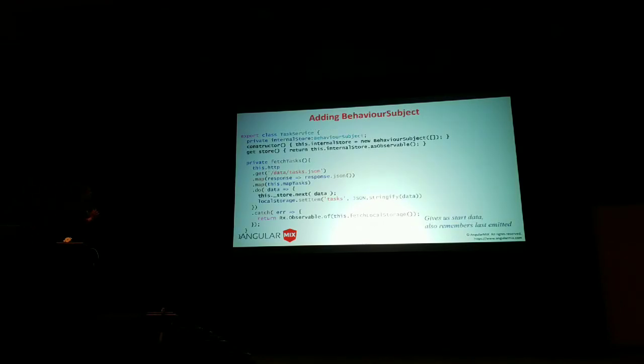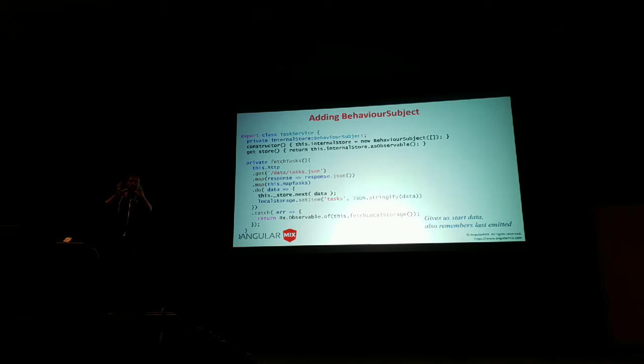So adding a behavior subject means that we have this little guy here. These get stored. We see that we have an internal store, and the internal store is a behavior subject. So this is instead of using a task array, all right? So we change our task array to something more capable, right? Change it into the subject. You guys know what the subject is. Okay. So the subject is like a double name.